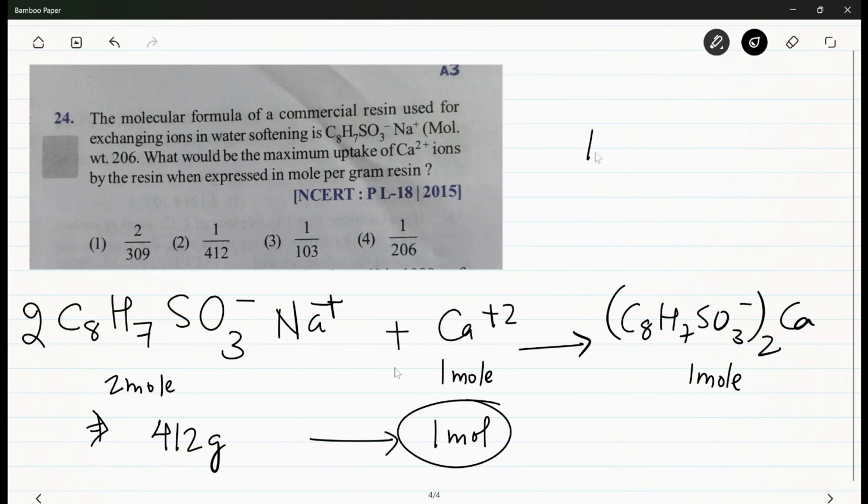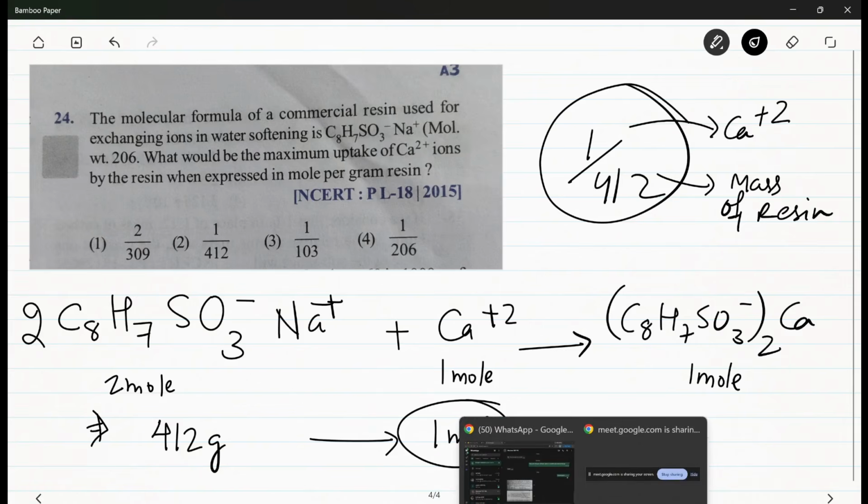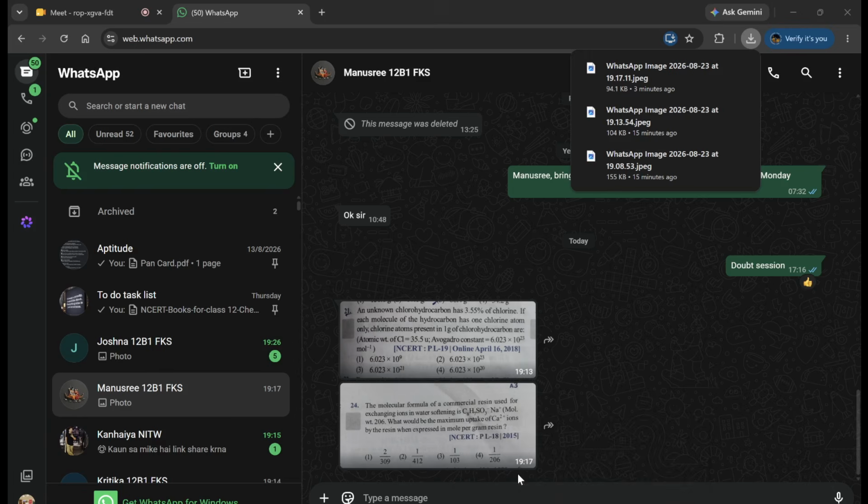So what would be the mole by mass ratio? 1 by 412 mole of calcium. This is Ca2+ divided by mass of resin. Done. 24 is a common doubt, done for everyone. Then an easy one, a simple one. Just take it simply.